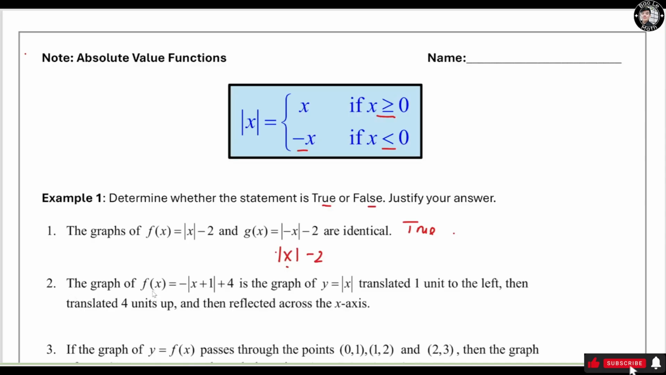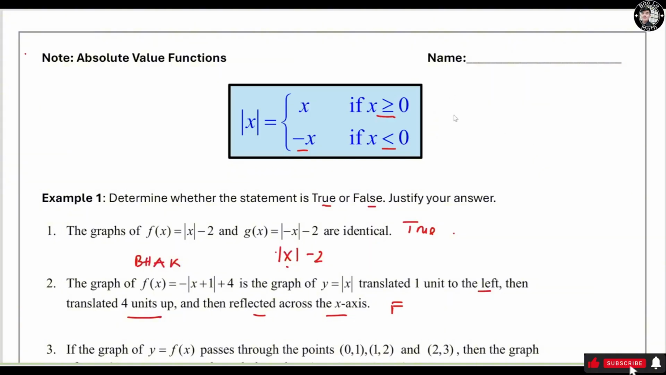Question 2. The graph of f of s equals negative absolute value of s plus 1, plus 4, is the graph of y equals absolute value of s, translated 1 unit left, translated 4 units up, and reflected across the x-axis. This is false. If you want to review the topic of transformation of functions, please check out the link in the description below. Remember, the order of transformation is going to be B, H, A, K.